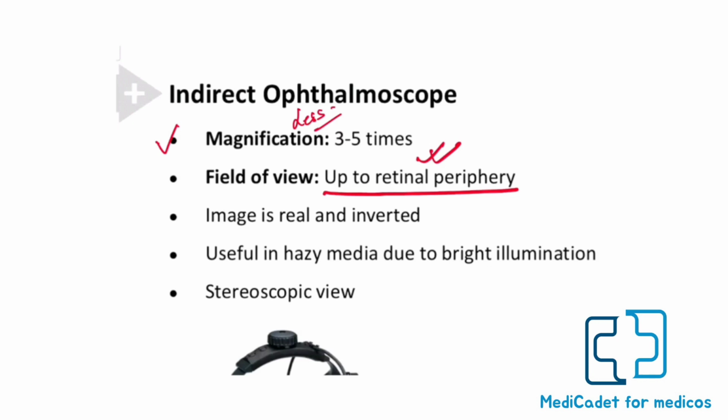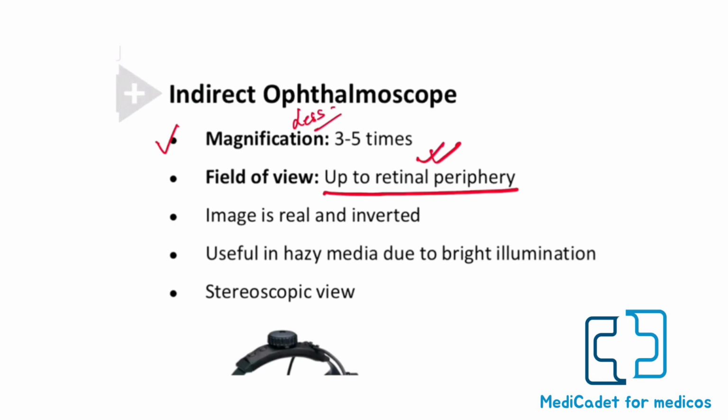because neither the slit lamp with 90D nor the direct ophthalmoscope is giving me a good view of the peripheral retina. So slit lamp 90D is good enough for central, DO is also good enough for central retina, but this indirect ophthalmoscope is the only instrument that allows me to evaluate the retinal periphery. The magnification is less, but still it allows me to evaluate the retinal periphery.